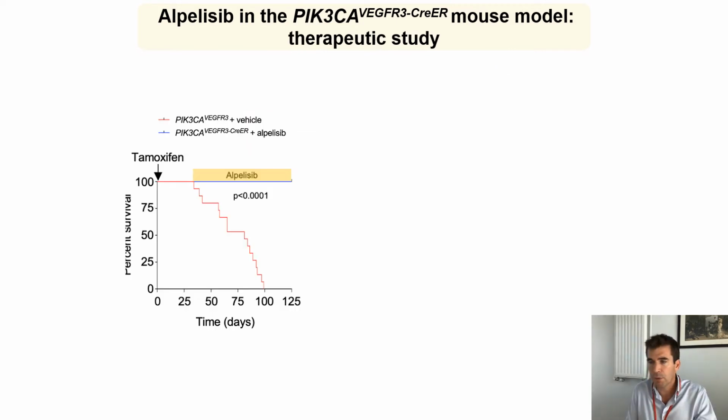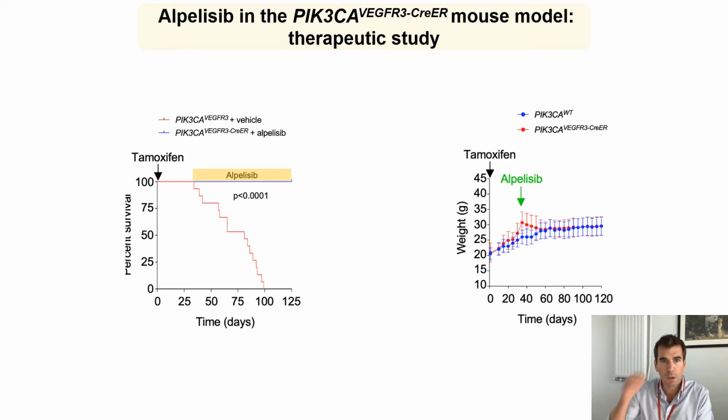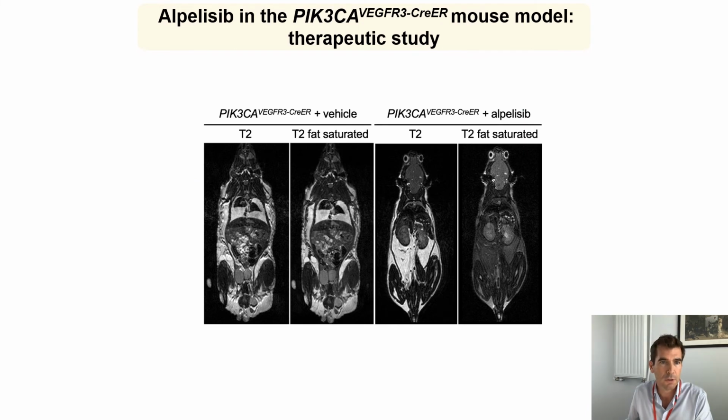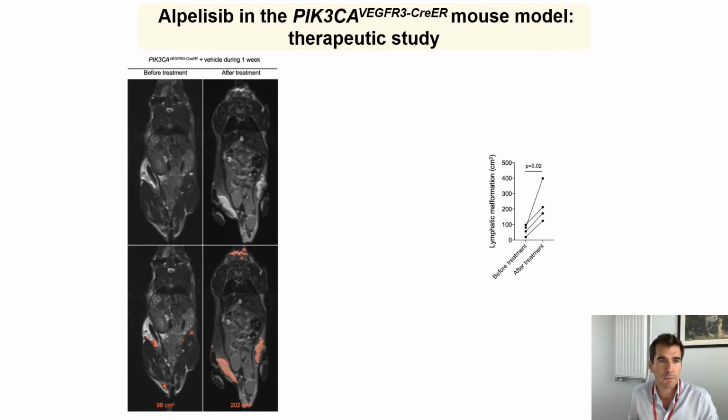We then did another type of study with Alpelisib while the disease was already installed, and you can see that the first mice were starting to die. So we introduced Alpelisib in a subset of mice, and the other one was treated with the vehicle, and we observed that the Alpelisib was able to reduce the edema, reduce the lymphatic leakage, and improve the body weight, as you can see here. We did plenty of MRI, and here you have a vehicle-treated mouse, and here a mouse treated with Alpelisib, and we were able to rescue the phenotype of this mouse.